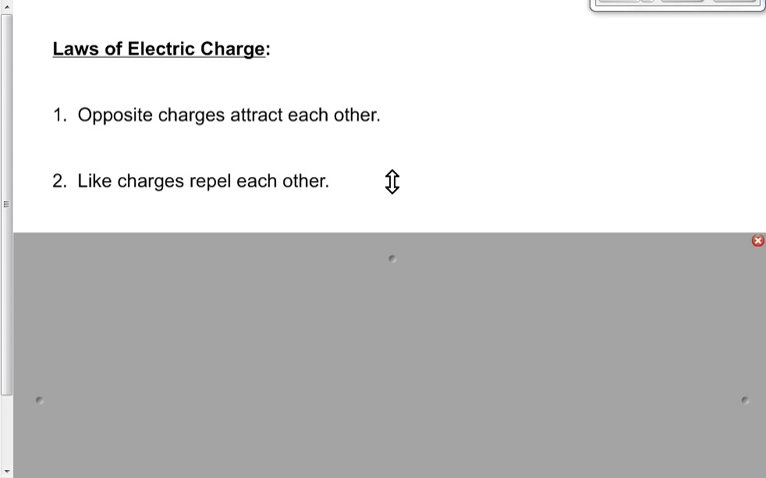We also know that like charges repel each other. Positive repels positive. Negative repels negative. By repel, we mean pushes away, tries to keep them from coming together.